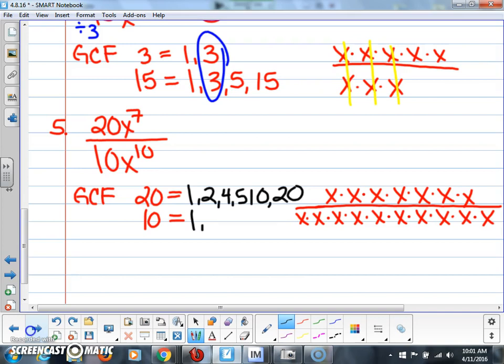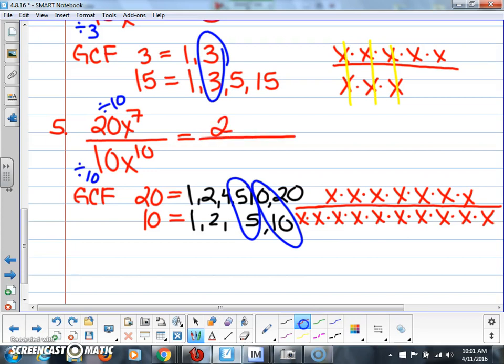Same thing for the 10. 1 times 10 gives me 10. 2 times 5 gives me 10. And that's it. What's the greatest common factor? 5. Just kidding. Okay, so 10. So I'm going to divide the top and the bottom by 10. So 20 divided by 10 is 2. And 10 divided by 10 is 1.